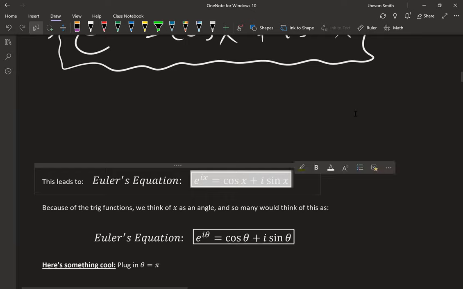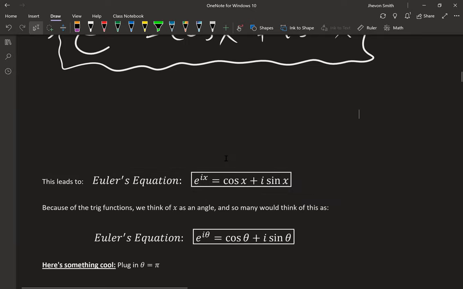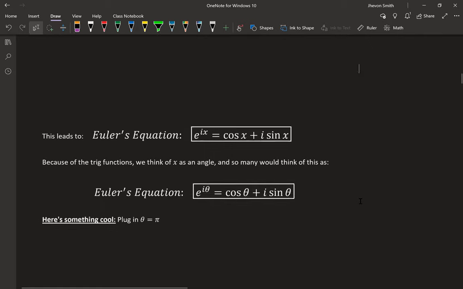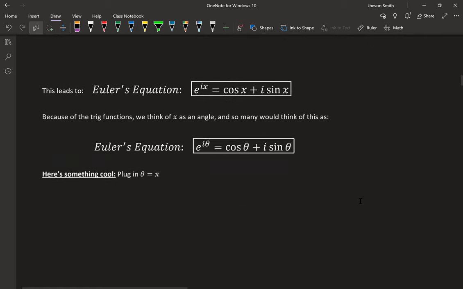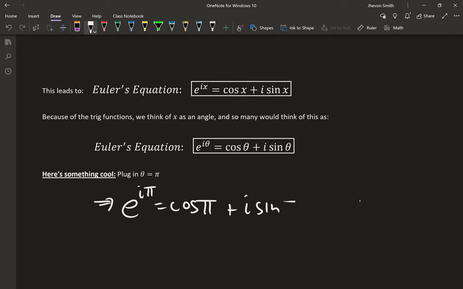Boom. Now, because it leads to a cosine and sine, sometimes you write it as theta instead of x. So e to the i theta equals cosine theta plus i sine theta. Someone asks you, what's Euler's equation? Chances are this is the one they're talking about. Now, here's something cool. Plug in theta equals pi into this equation. You would get e to the i pi equals cosine pi plus i sine pi.